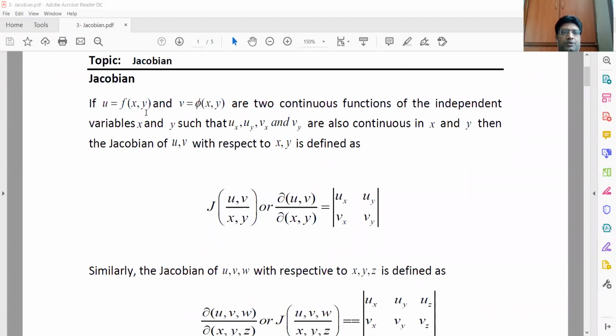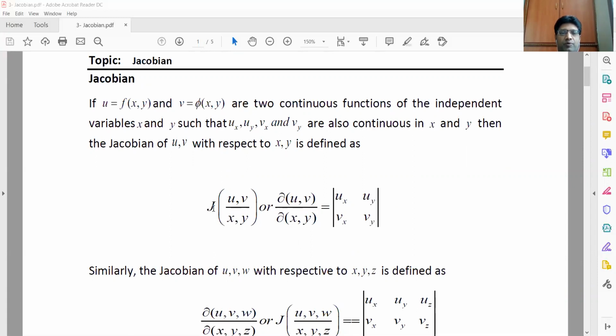So, if u is a function of two independent variables x and y, and v is another function of two independent variables x and y, and these two are continuous functions of x and y, such that the partial derivative of u with respect to x and u with respect to y, similarly, partial derivative of v with respect to x and v with respect to y are also continuous in x and y. Then the Jacobian of u and v with respect to x and y is defined as like this.